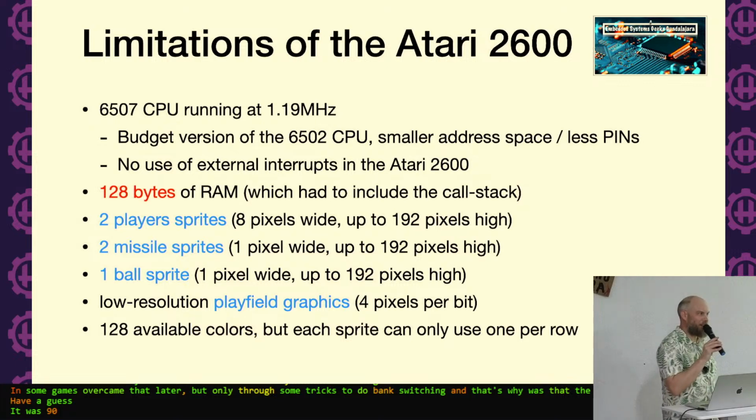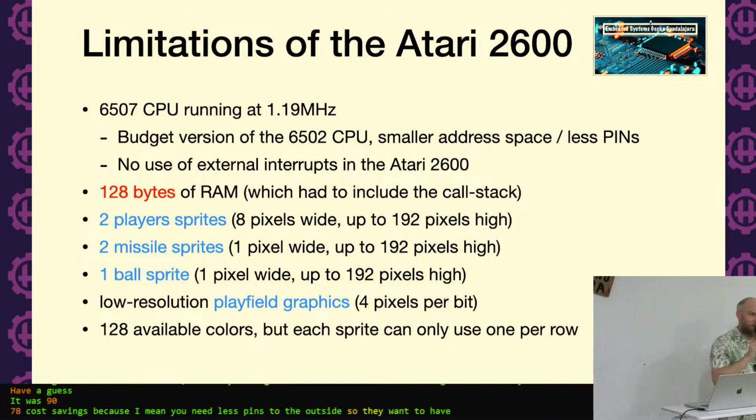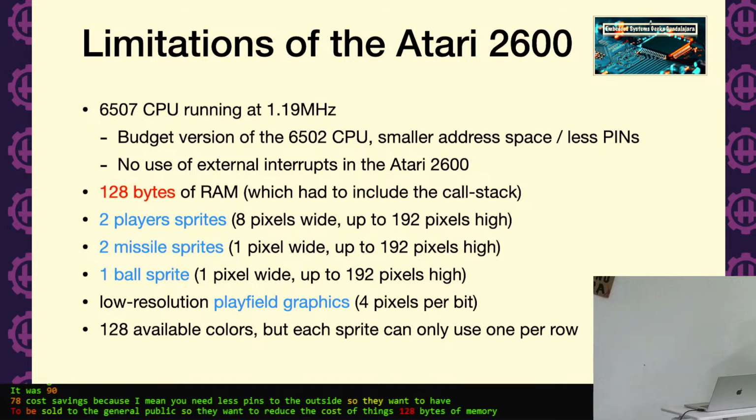78 cost savings. Because you need fewer pins to the outside, and these things need to be sold to the general public, so they want to reduce the cost. 128 bytes of memory. That's basically spelling your name forwards and backwards. So it's very little. Depends on your name, maybe a Mexican name just forward, because they have very long names in Mexico.